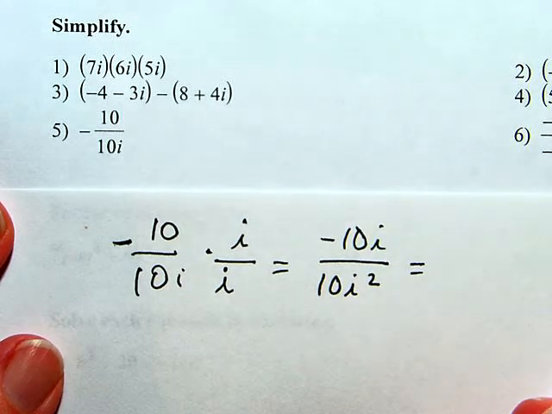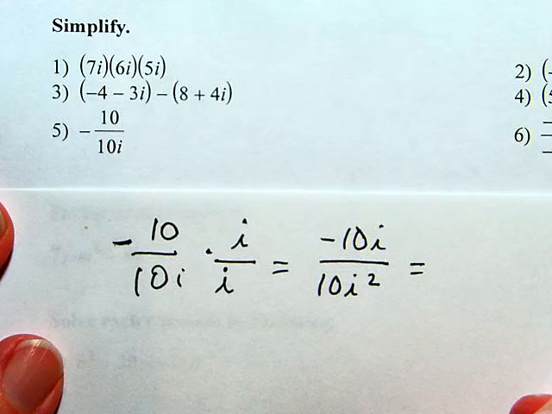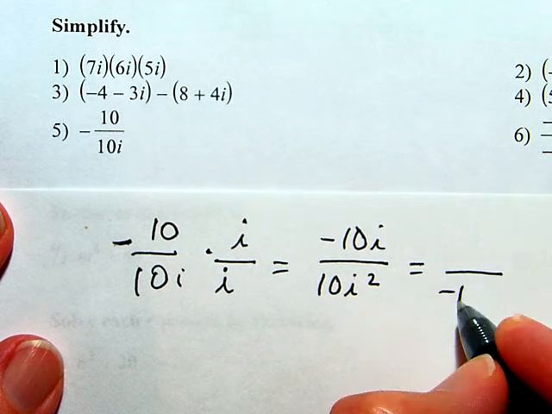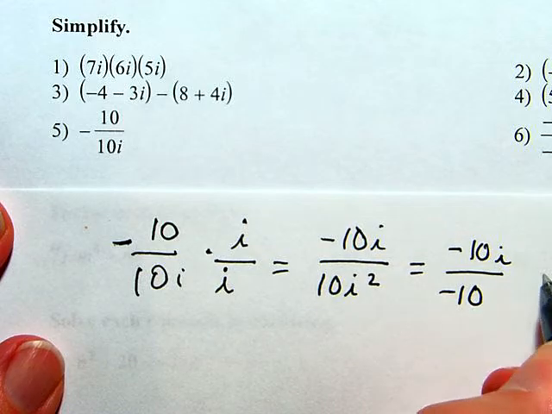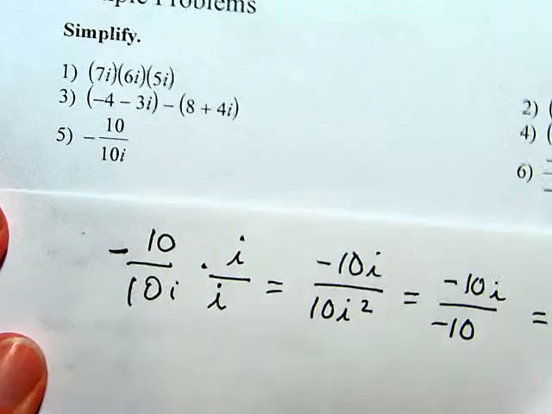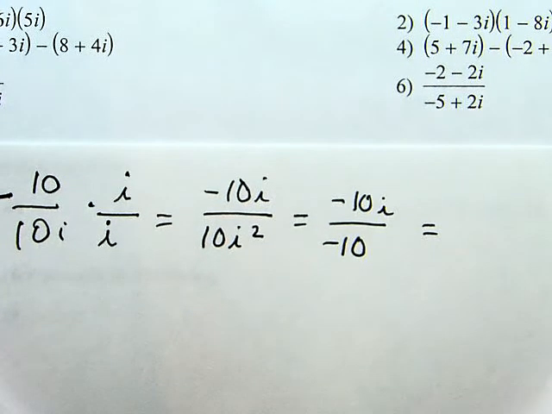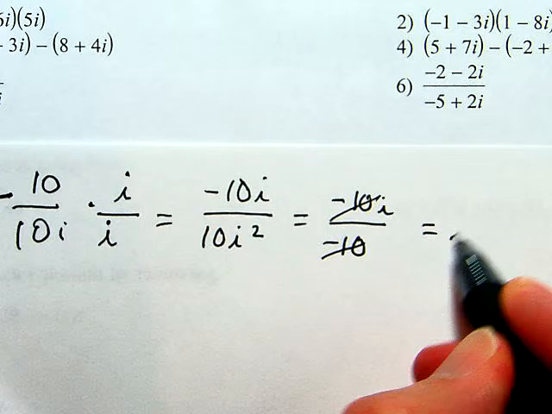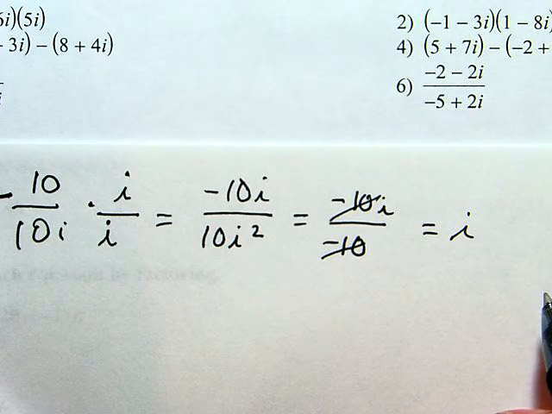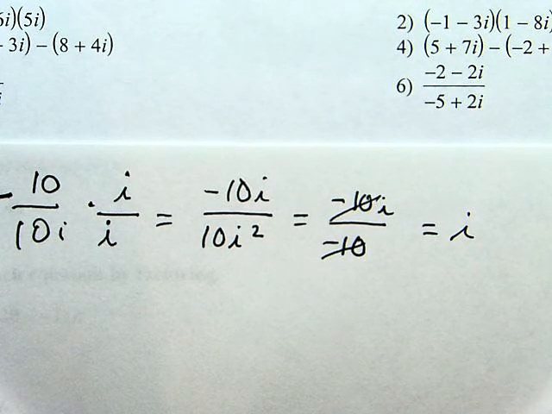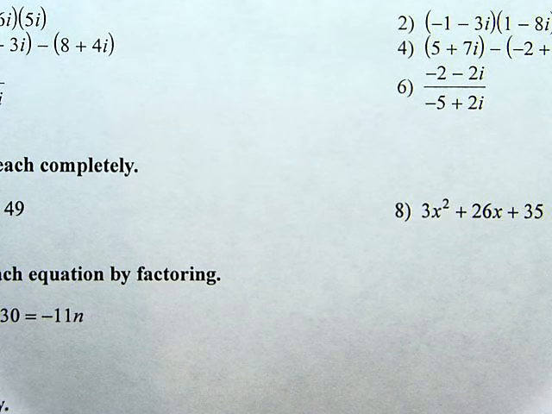But we said that i squared is equal to negative 1. So the denominator is really negative 10. Our numerator, again, is negative 10i. So what happens is the negative 10s cancel out, and we are left with i. And that is the answer to this problem. So the answer here is i. It simplifies very, very dramatically.